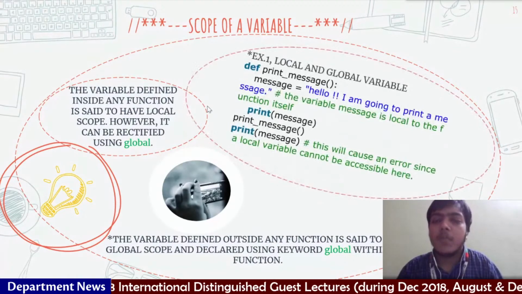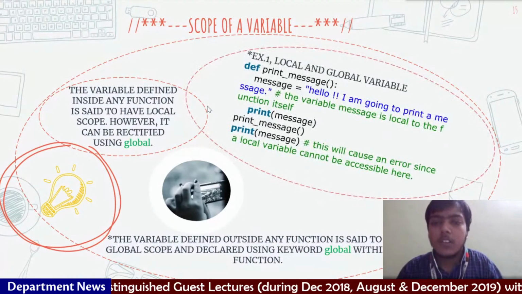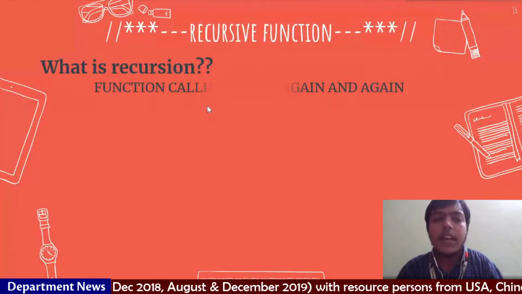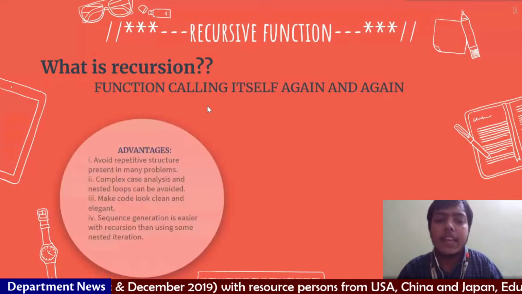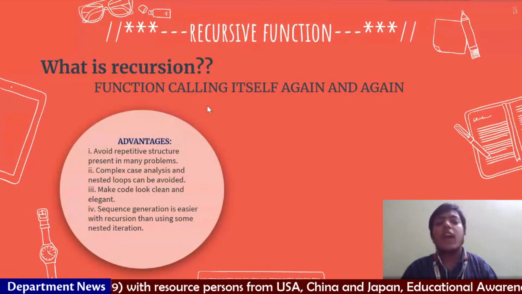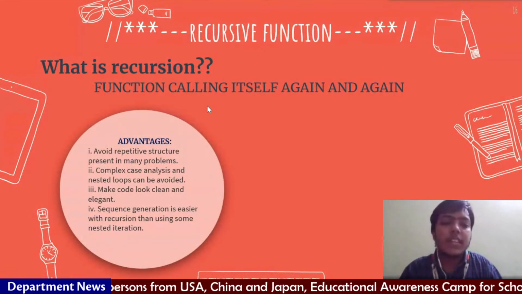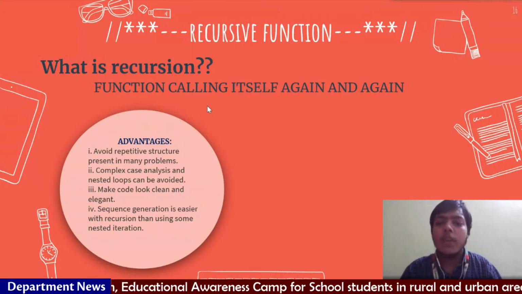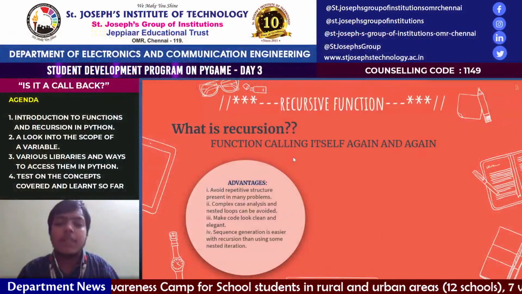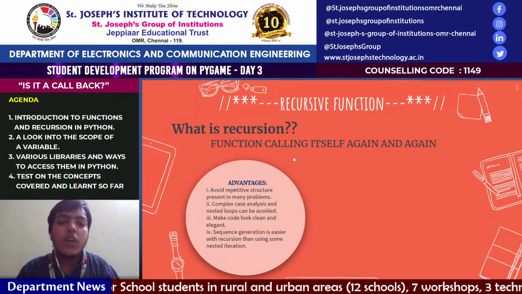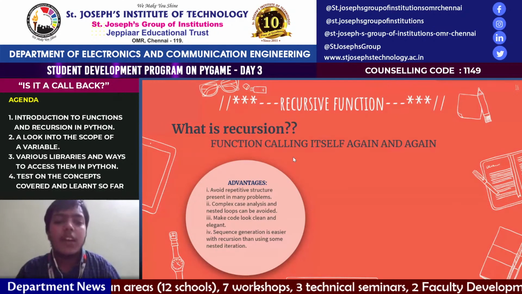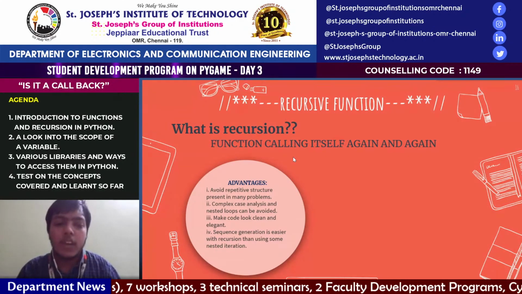This is an example problem. Let us see what a recursive function is. A function calling itself again and again is known as recursion. The advantage is that it avoids repetitive structure present in a problem. For example, if you want to calculate the factorial of n numbers, you would have to repeat the same code, right? In that case, we can use recursion. Complex case analysis and nested loops can be avoided.